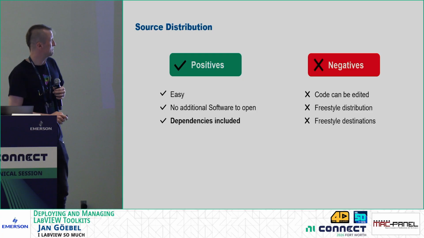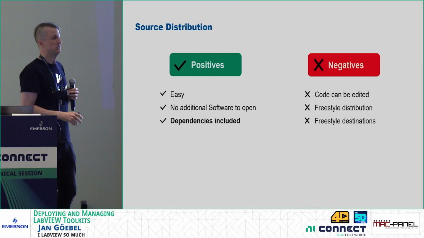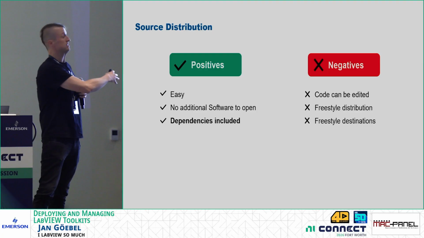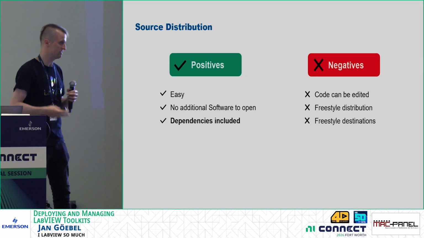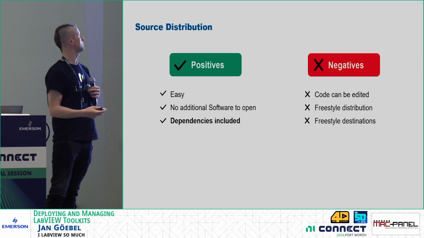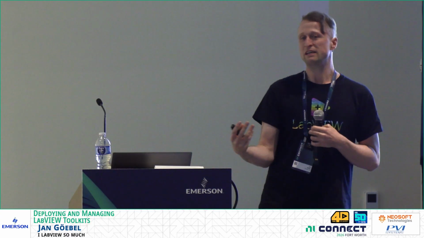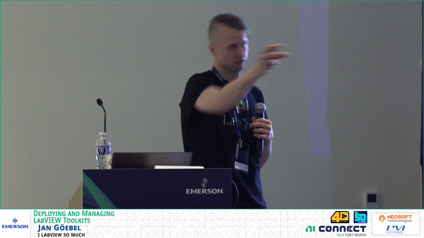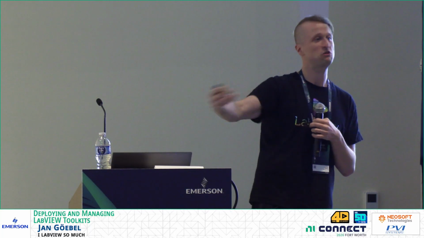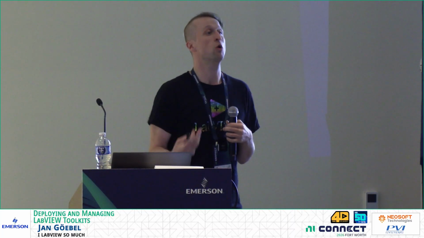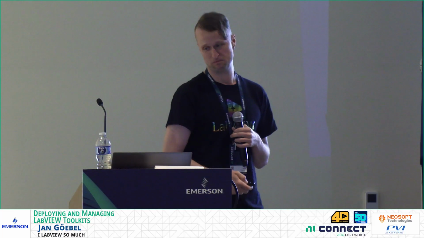It has all the dependencies, but still the code can be edited, which might be an issue, might not, depending on the use case. And there's freestyle distribution, so I still have to see how to get it to my colleague. As I said, network drive, USB stick, email. And freestyle destinations, so when I'm giving it to my colleague, he maybe doesn't know where to put it. He might put it in his project folder and then drag it in manually, but he might put it into some central place on his computer. So I have no control over that, and it's hard for me to make suggestions where he should copy these files.